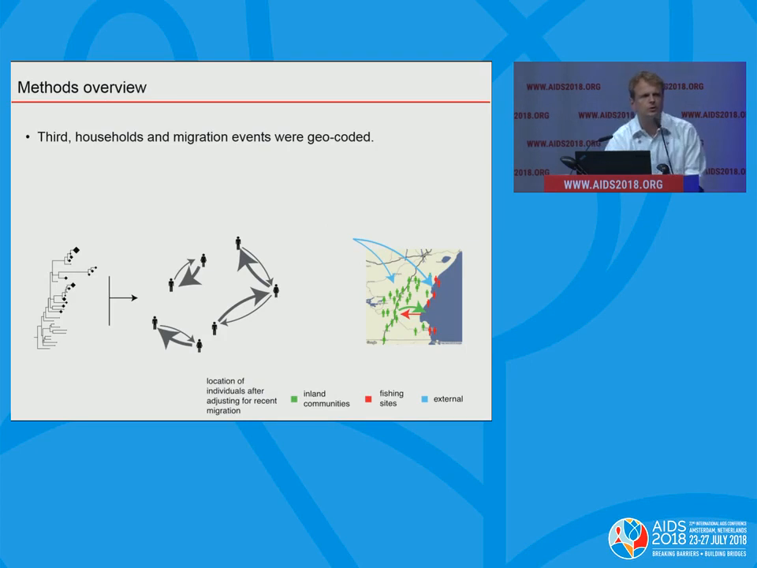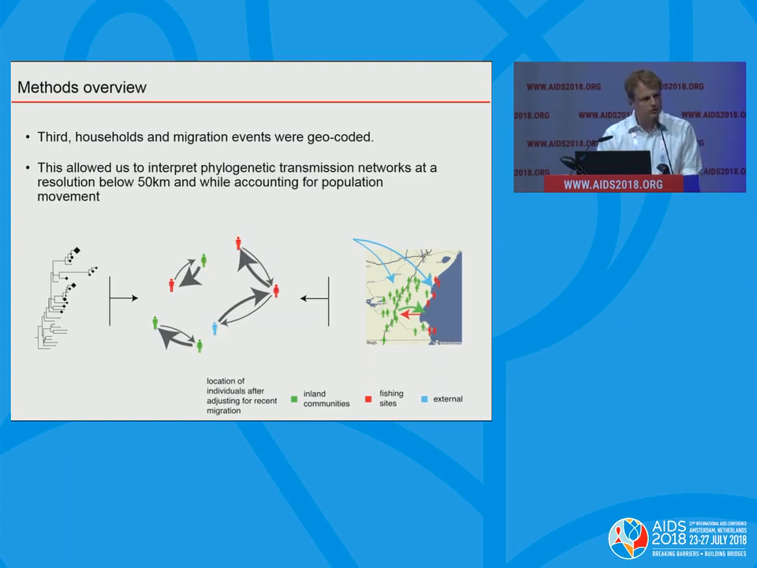Now, the third component of our study was that we mapped households and migration events. And what I'm trying to illustrate with these colors is that this allowed us to interpret the reconstructed transmission networks at a resolution below 50 kilometers based on the additional epi data, while accounting for population movement, which was extensive.